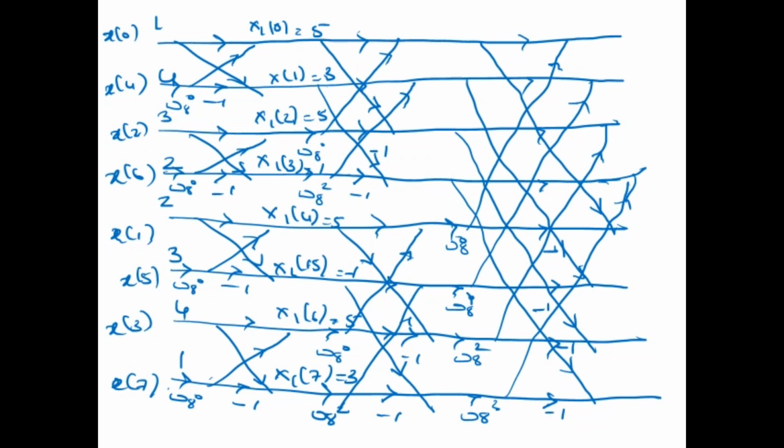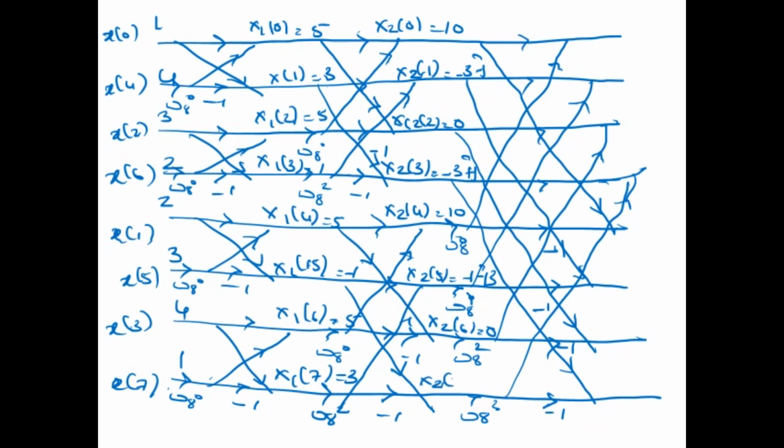Then these are the inputs for the second stage. We got the output for the second stage as x2 of 0 is 10, x2 of 1 is -3 minus j, x2 of 2 is 0, x2 of 3 is -3 plus j, x2 of 4 is 10, x2 of 5 is -1 minus j3, x2 of 6 is 0, x2 of 7 is -1 plus 3j. These are the inputs for the third stage.